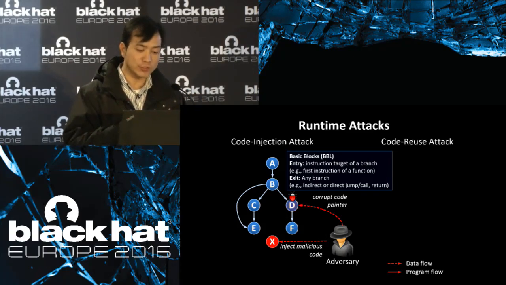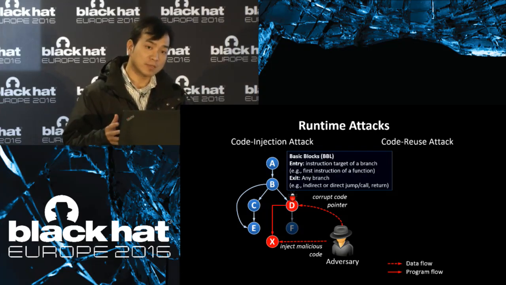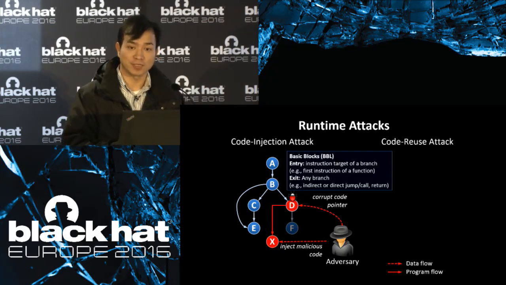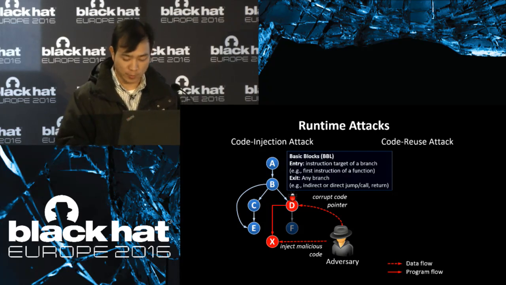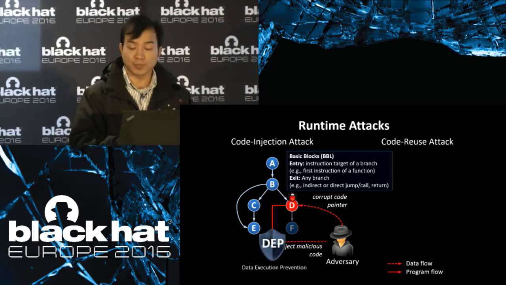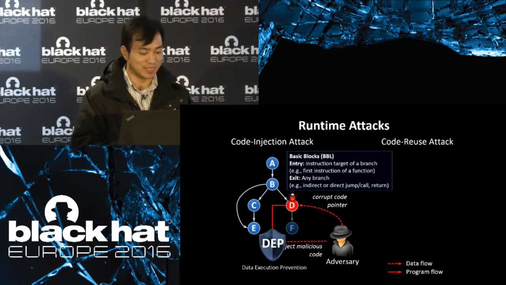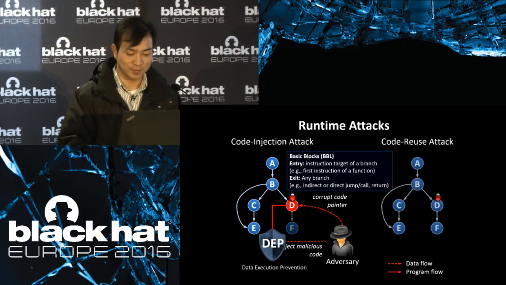So then they would change the control flow to point to the malicious injected code, so that they can do anything they want to compromise the system. But this has been protected nicely by a very simple solution, DEP, the data execution prevention.